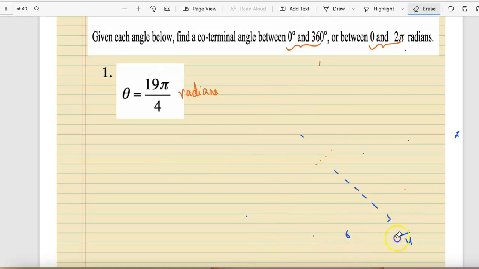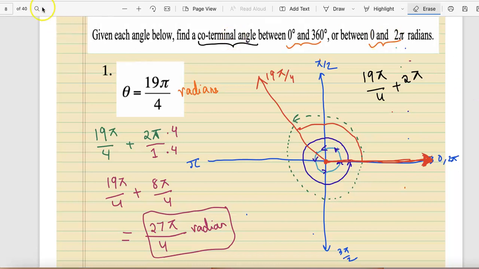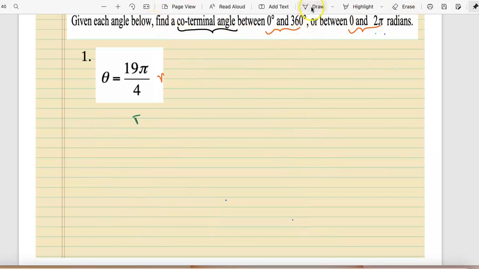Now do keep in mind, we are not finding 19 pi over 4, we have to find the coterminal angle between 0 and 360 degrees or 0 and 2 pi. So now you know by now that 2 pi and 360 degrees. Okay, we just learned how to draw that 19 pi over 4, but this is not what we are doing here. Our answer should be between these two numbers, 0 and 2 pi, 0 and 360 degrees.